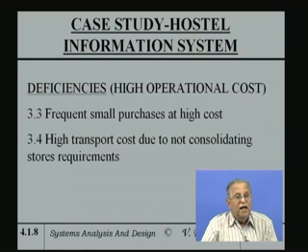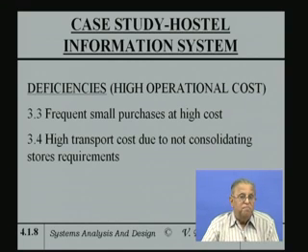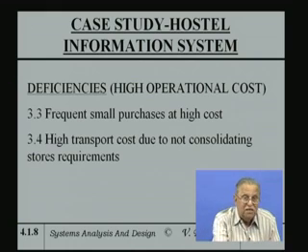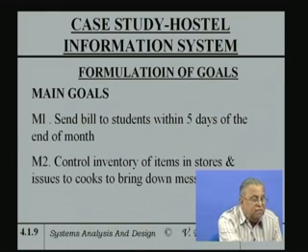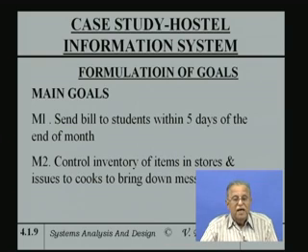And we found that the high operational costs were due to frequent small purchases of items, because of not consolidating the requirements, and so the cost became high. Because if you buy in bulk, there is a discount. If you buy only a small amount, there is no discount. And there is high transport cost due to not consolidating stores requirements. You have to make several trips to the town to buy items, and it may bring up the cost or increase the cost.